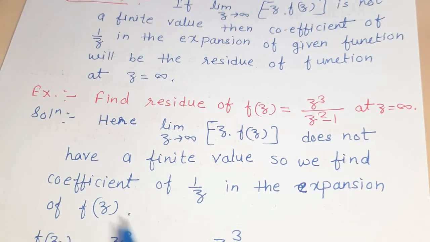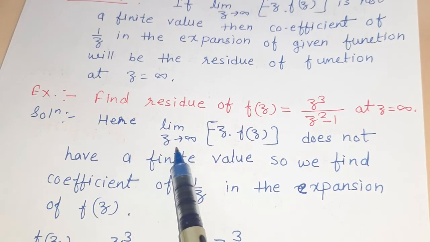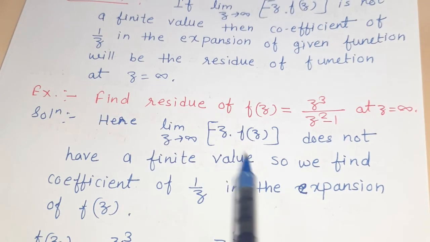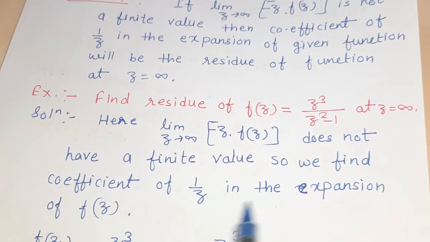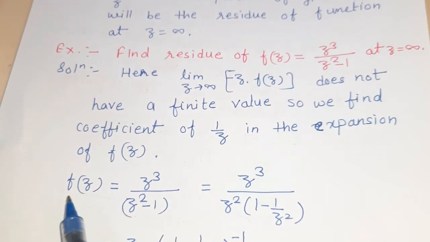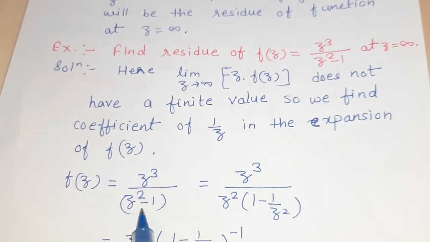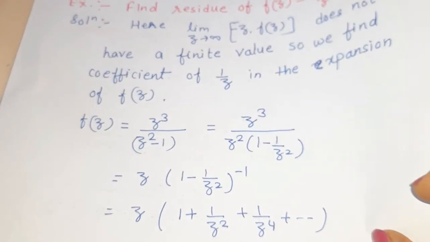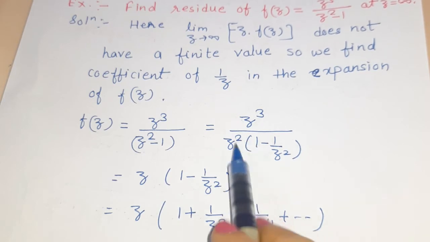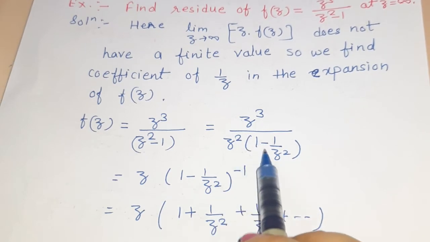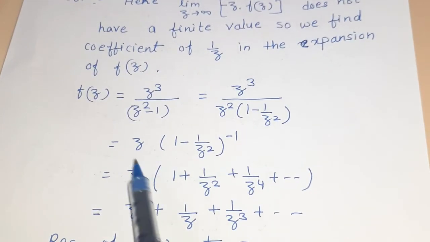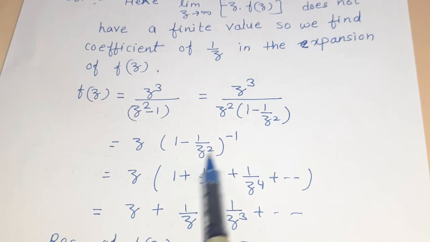We get an infinite value. So here the limit z tends to infinity of minus z into f(z) does not have a finite value. So we find the coefficient of 1 by z in the expansion of this given function. What's the function here? f(z) is equal to z cube by z square minus 1. We take z square common here. Then the function will become z cube by z square into (1 minus 1 by z square). So we can write it like this: z into (1 minus 1 by z square) inverse.